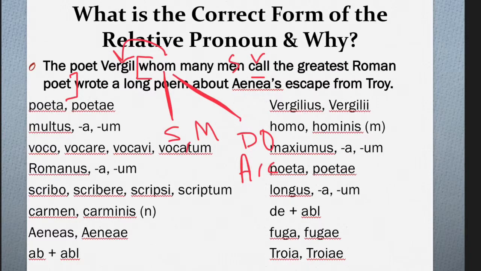Within its own clause, "whom" is the direct object. I know this because when I find the verb in the relative clause, which is "call," I ask myself who did the calling, and that's the men. Who did the men call? The men called Virgil. Virgil is referring to "whom," and so therefore it is the direct object, and that must be the accusative case. And that is why quem is the correct form.